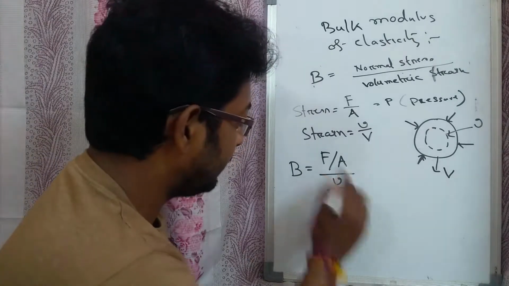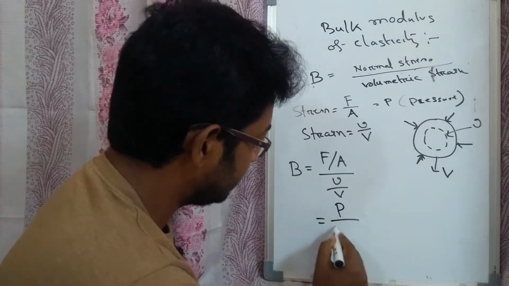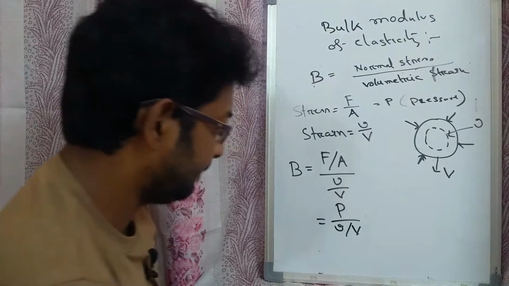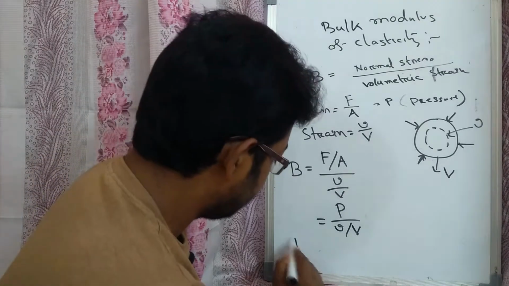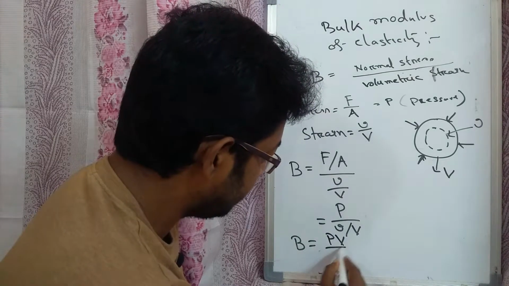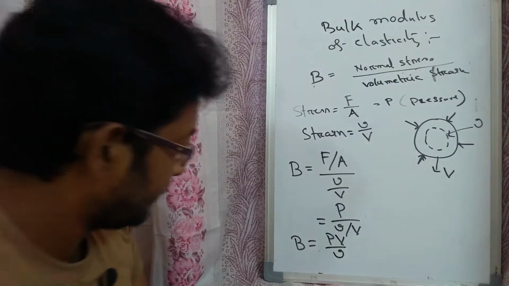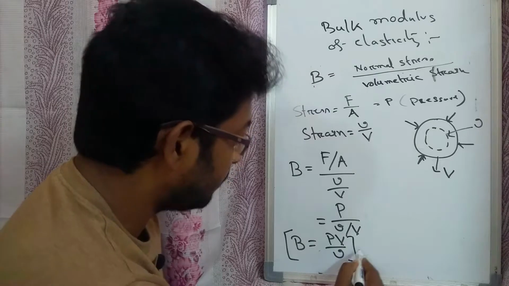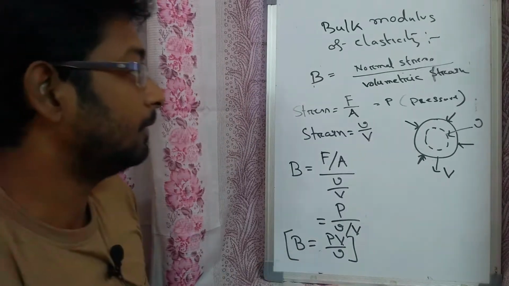So what is F by A? F by A we can write as P, now divided by v by capital V. Okay, so I can write B equal to P capital V by small v. So this is the formula for the bulk modulus.